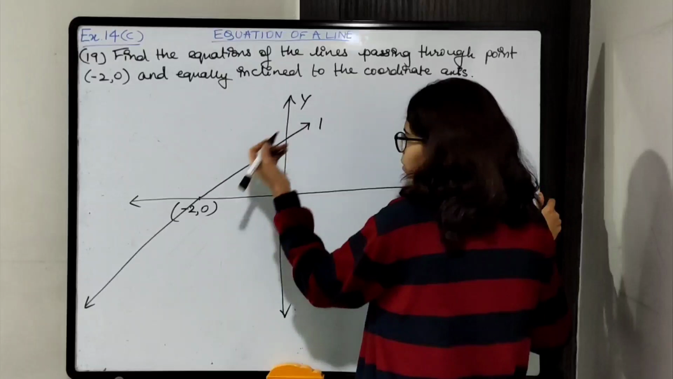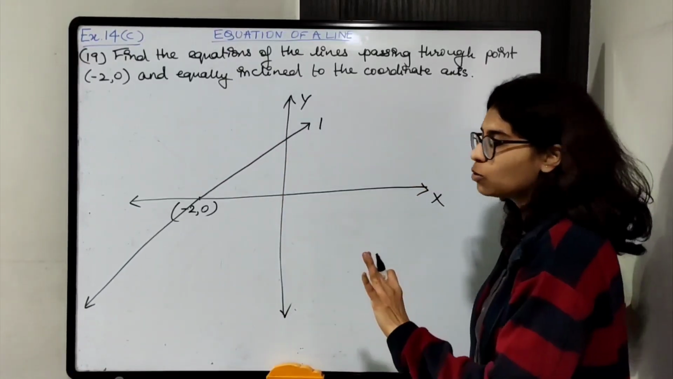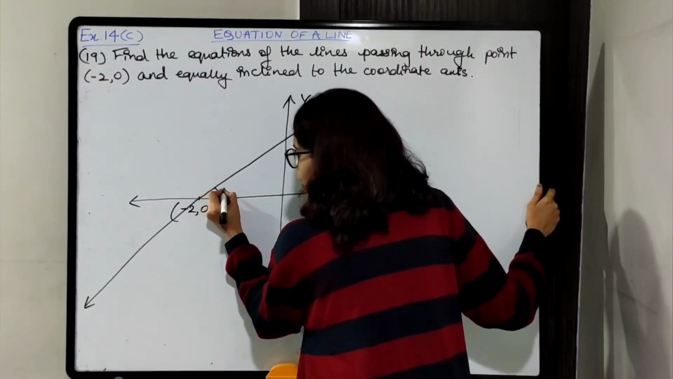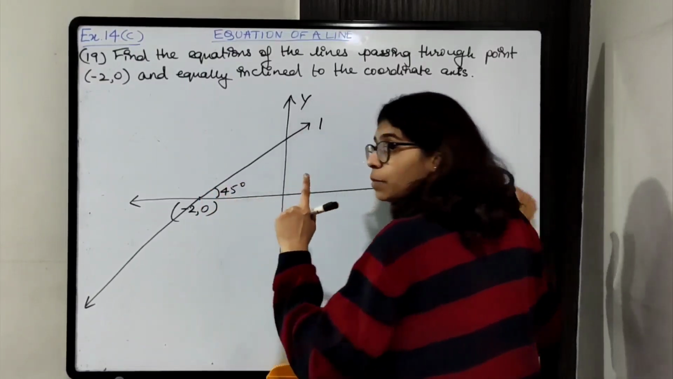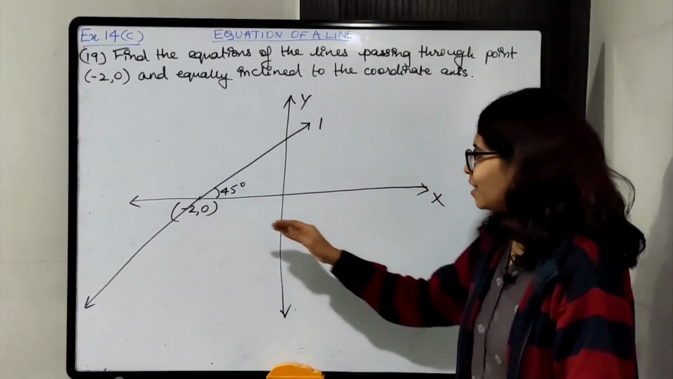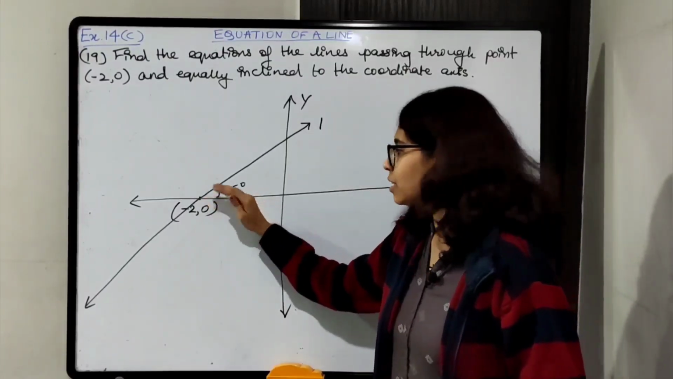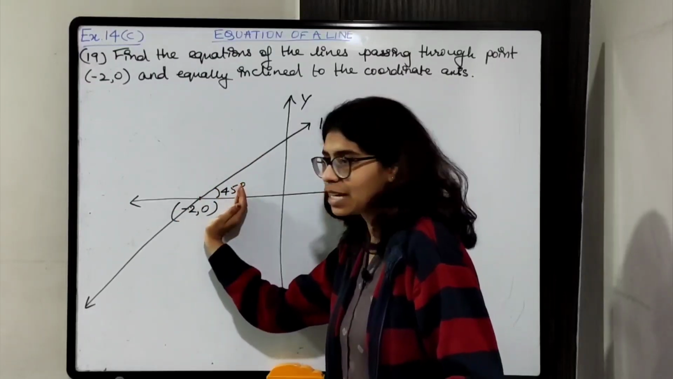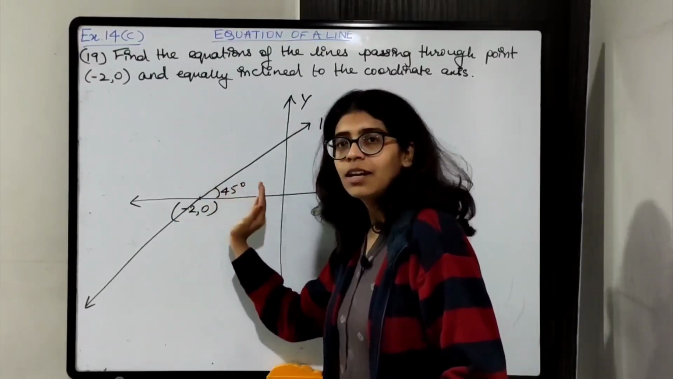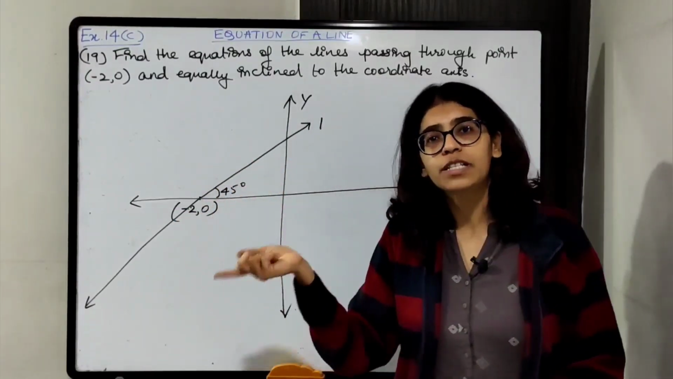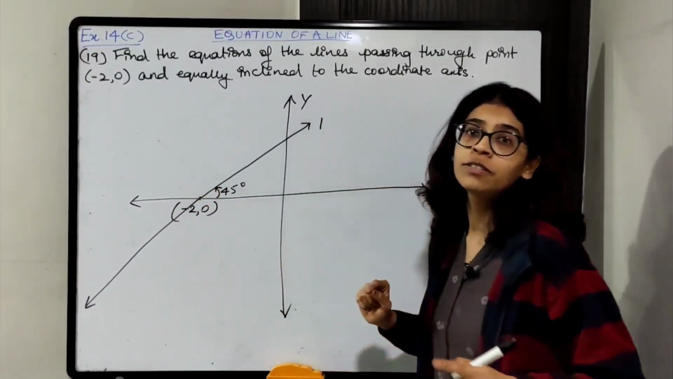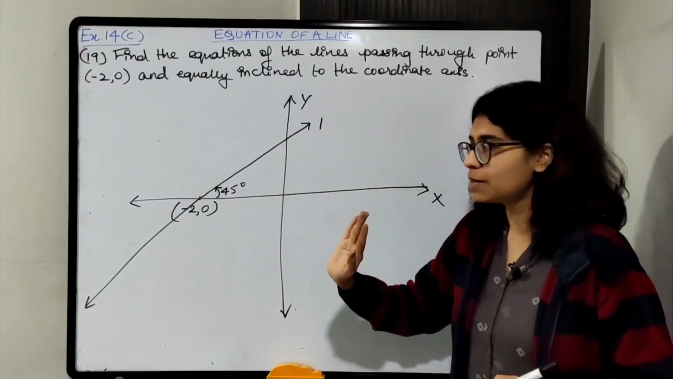Let's number it as 1, so it will be easy to understand. So the first line ka inclination will be 45 degrees. Will it be positive or negative? X axis se hamesha start karte hain. If you are going from the X axis to the line, you are going anti-clockwise. Anti-clockwise is always positive. So anti-clockwise ja rahe hain, so it is positive, plus 45 degrees hai.